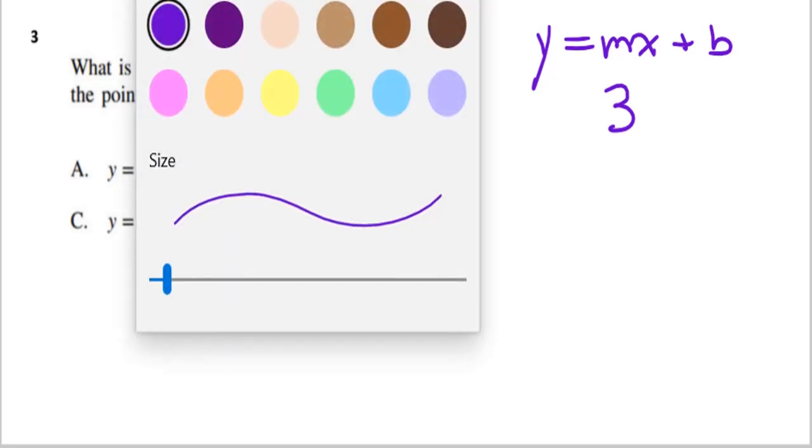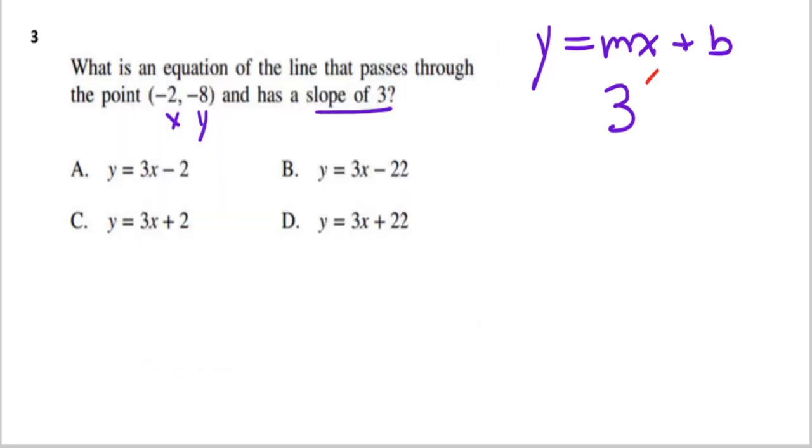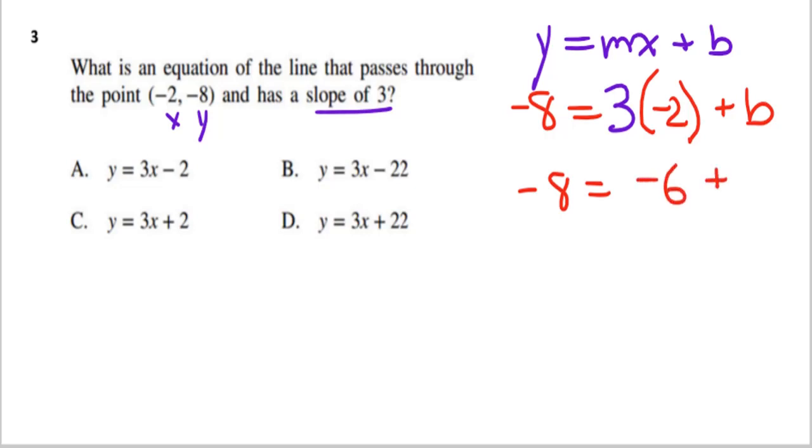Let's try that again. So I would have -2 for x, and I'd have -8 for y, and then I would be able to figure out what the y-intercept would be. So let's see, on my calculator, I get -3 times -2, I get -6, and then to solve for b, I would have to add 6 on both sides, and my final answer for b would be -2.